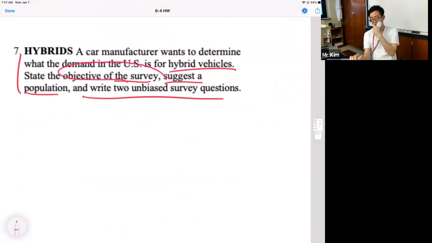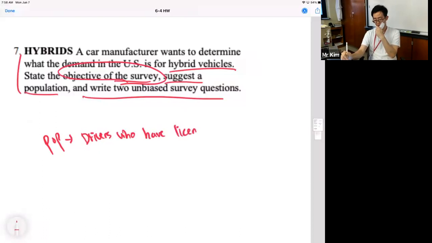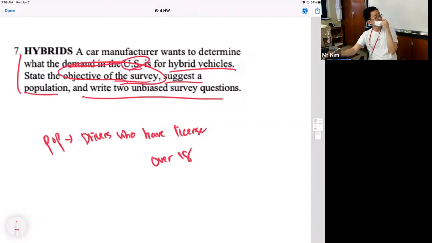So, objective of the survey. Jamie, what is the objective of the survey here? Perfect. And suggest the population. Drivers who have their licenses, okay. Who have a license, over 18. So the car manufacturer wants to determine what the demand is in the US. So United States drivers, okay. United States drivers, or United States citizens, will not be really applicable because we're really talking about drivers. Yeah, that should be the population.